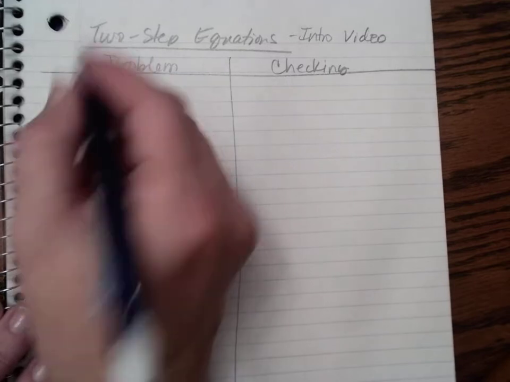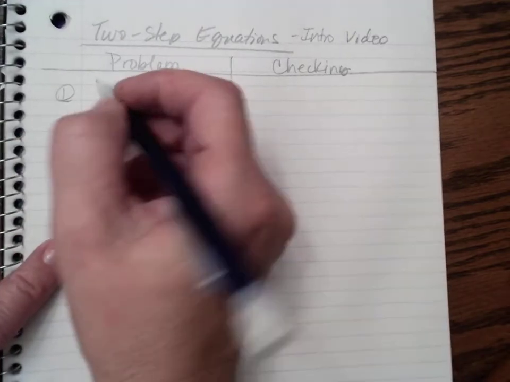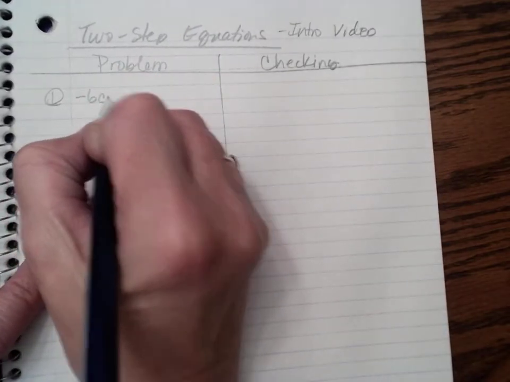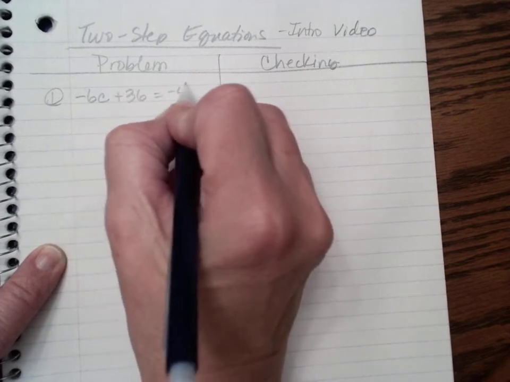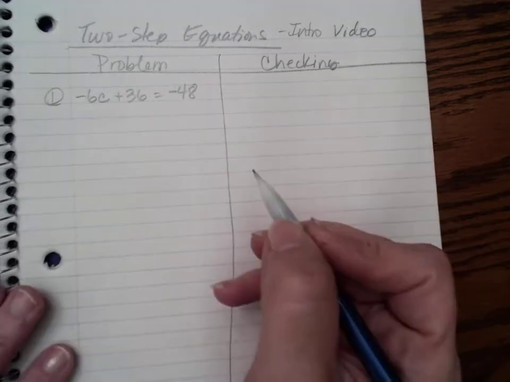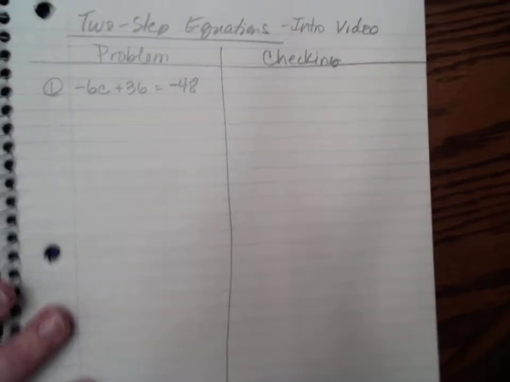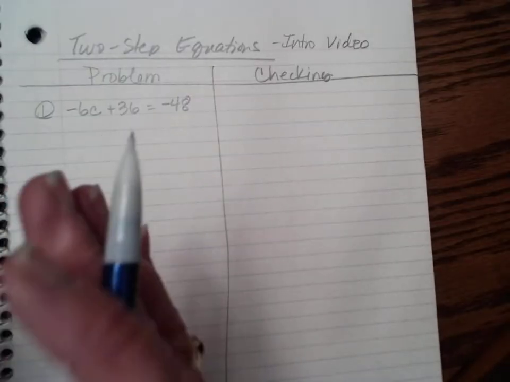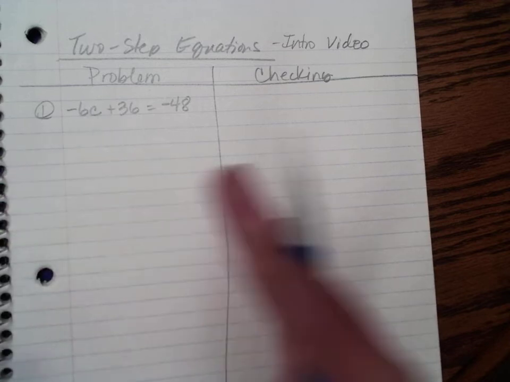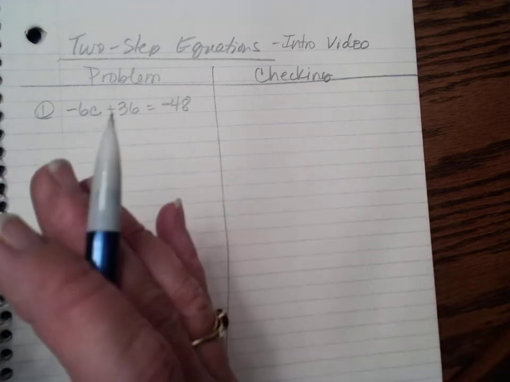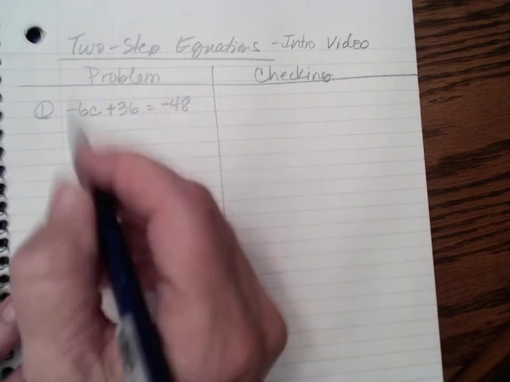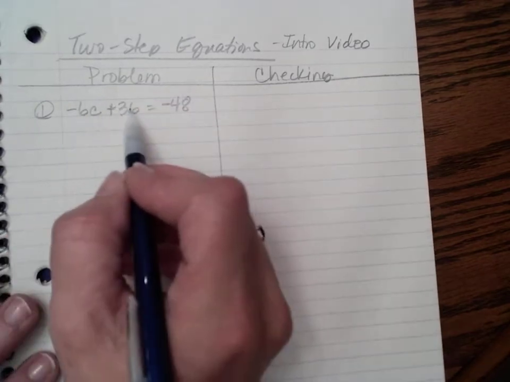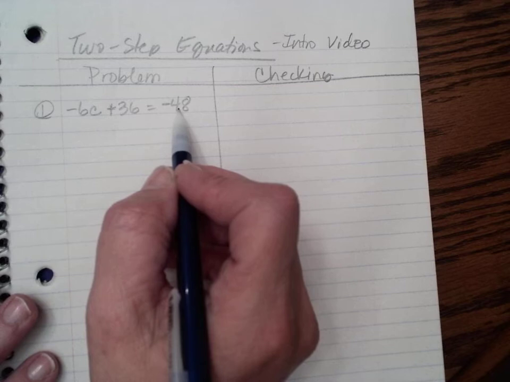So we're going to take this first problem: negative 6c plus 36 equals negative 48. We know you've probably done two-step equations in 7th grade, but I want to make sure that in 8th grade we are very particular about how you write it and how you check it. With the equation unit, this is going to set you up for success for the rest of your math career.